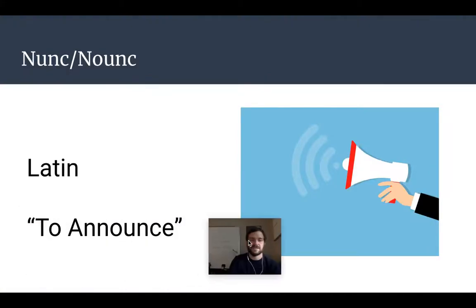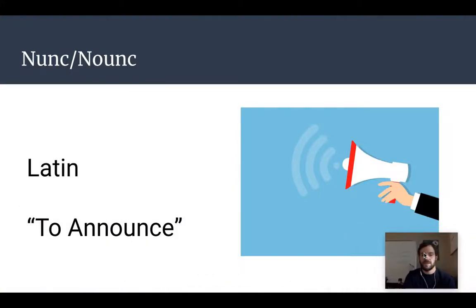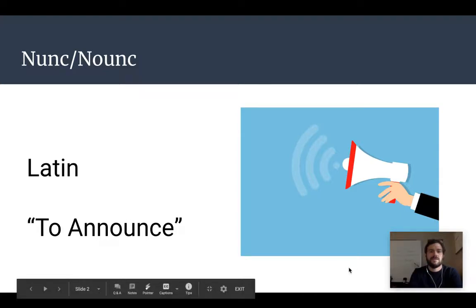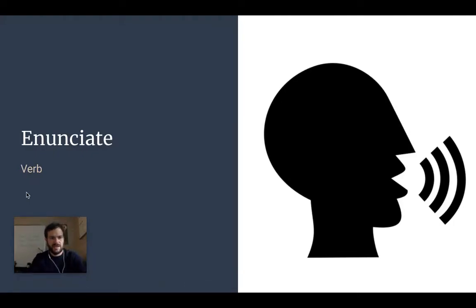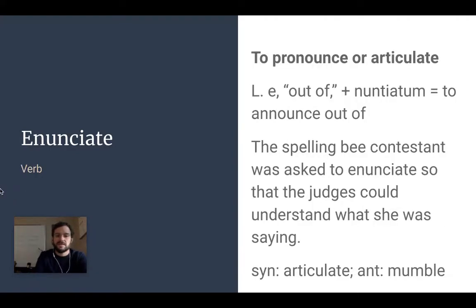First root word is actually nunce or nounce, and it comes from Latin, and it means to announce. So it's pretty obvious what all these words have to do with speaking, right? Our first vocab word that we're looking at is enunciate, and I am trying my best right now to enunciate because, being from the South and all where people don't enunciate, enunciation actually goes a long way. Enunciate is a verb, and enunciate means to pronounce or to articulate.